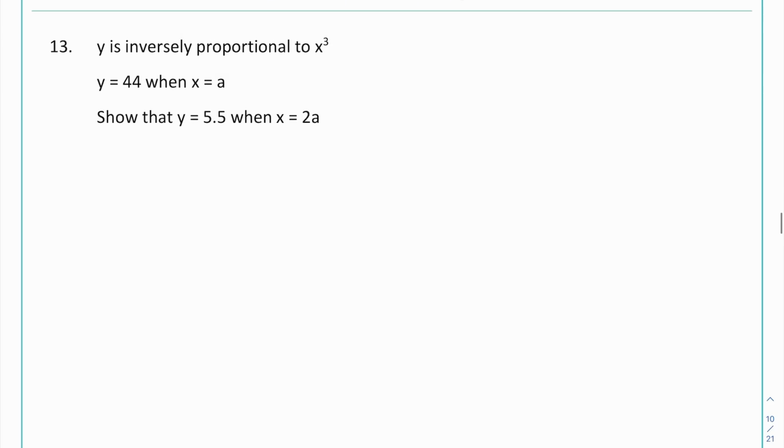On to question 13. So here we've got some inverse proportion. It says y is inversely proportional to x cubed, y is equal to 44 when x is equal to a. Show that y is 5.5 when x is 2a. Well, for inverse proportion, we know that that is the formula y is equal to k over whatever it's inversely proportional to. In this case, it's inversely proportional to x cubed.